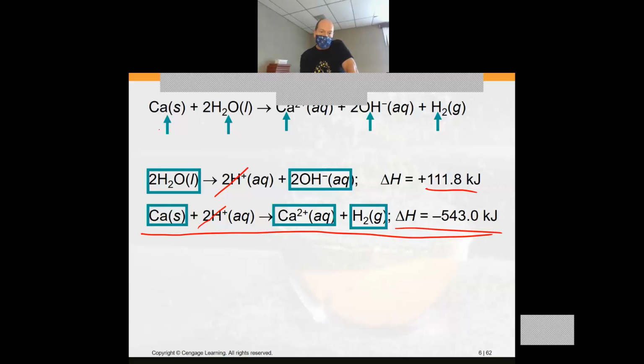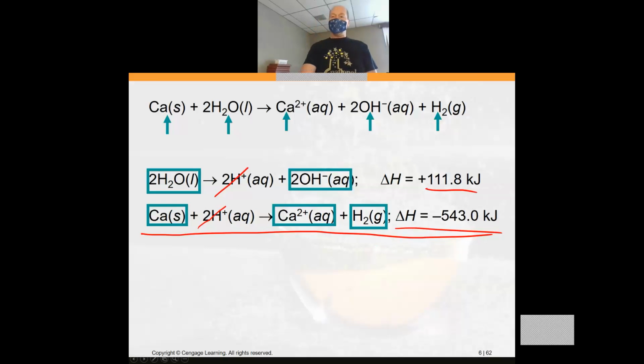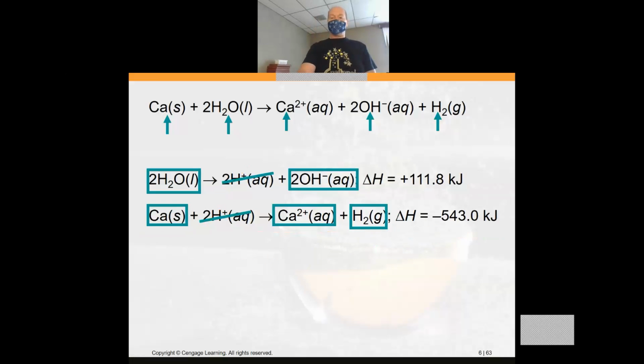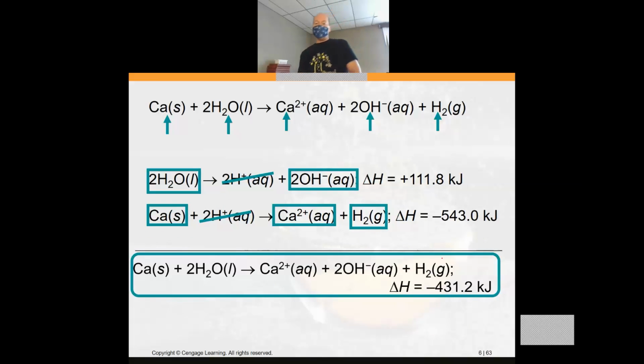All right, so when you add them up, you get the calcium solid. Yes, you get your 2 H2O liquids, and you also get the calcium 2+ as a reactant. You get your H2 product, and you get your 2 OH minuses as a product as well. And when you add those up, you get negative 431.2 kilojoules. All right, so this is using Hess's law. This reaction is very difficult to get in lab. These two reactions are very easy to get in lab. So we manipulate these two reactions to get this more difficult reaction to do in the lab, and that is called Hess's law.